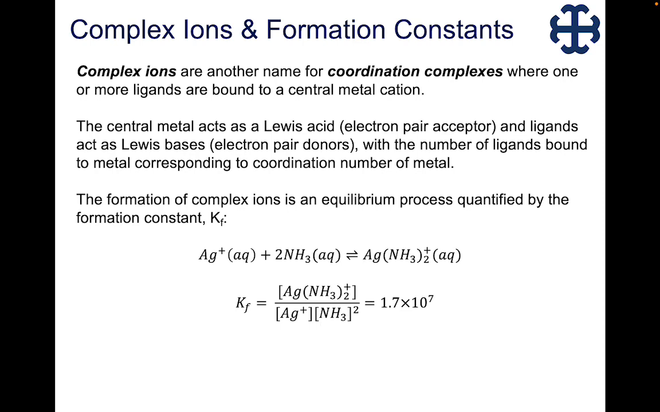Something I want to point out with Kf that's going to be pretty different than most of the equilibrium values we see this semester is that Kf values tend to be very large, right? So this is 1.7 times 10 to the 7th. And so these interactions are very, very favorable, okay?